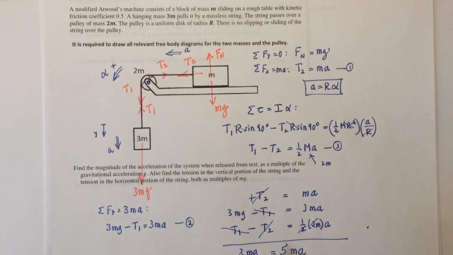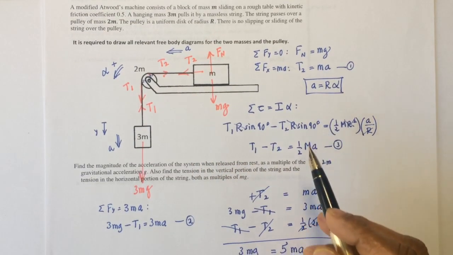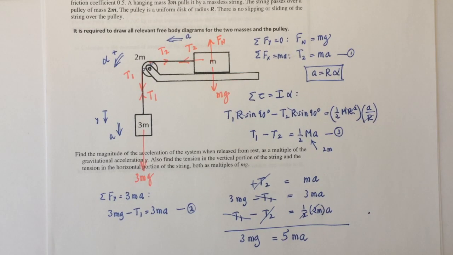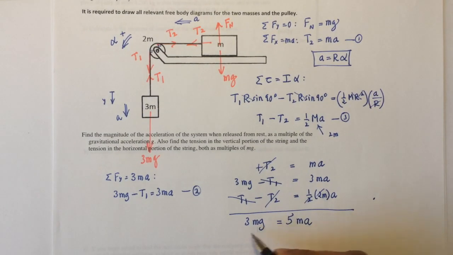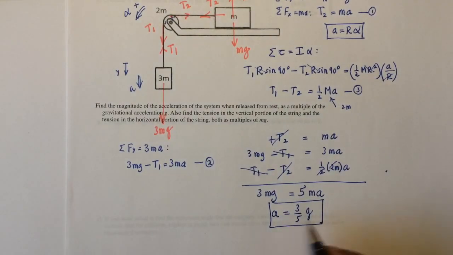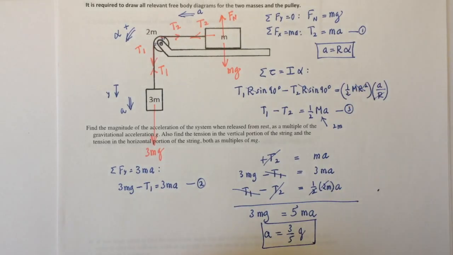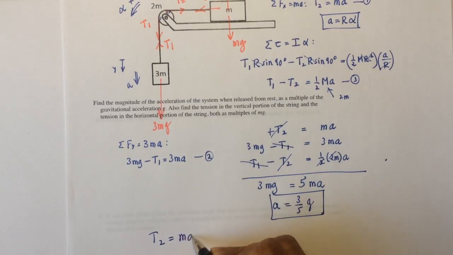Just want to make sure I did everything right. T2 is ma, and then T1 minus T2 is half ma. All right, so it looks good. 5 ma, and then if the m's cancel out, that gives me a equals 3/5 g. Once I have a, I can find everything else. For example, I can put this in tension T2, which is m times a. So T2 is ma, so that's going to be 3/5 mg.